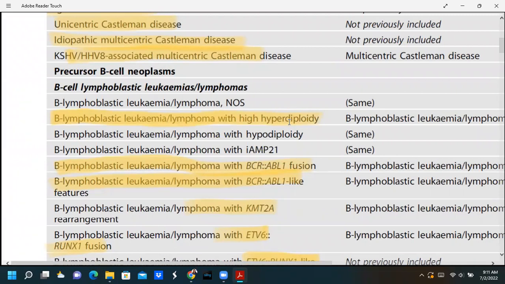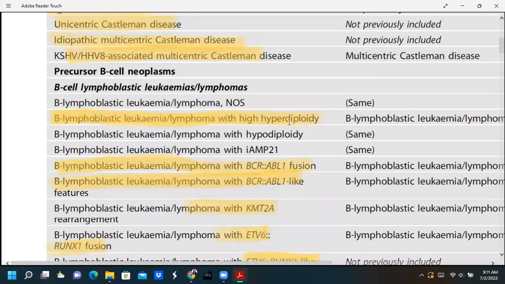But we'll have to see when we are reading why they are calling it high hyperdiploidy versus hyperdiploidy. Because in hypodiploidy, they used to have 3 categories, apparently low hypodiploidy and stuff like that.